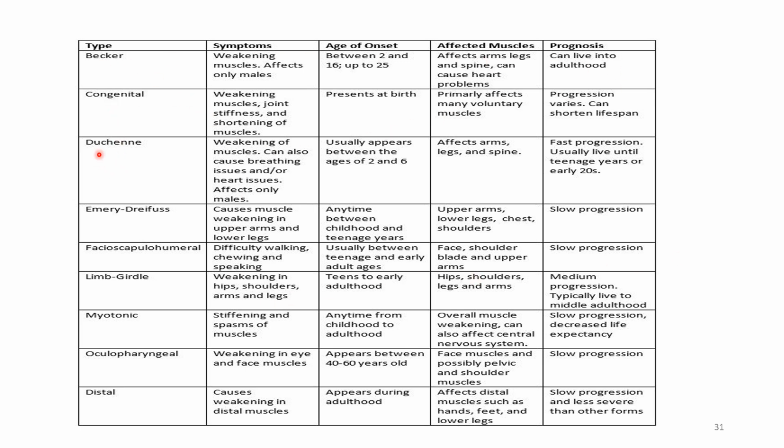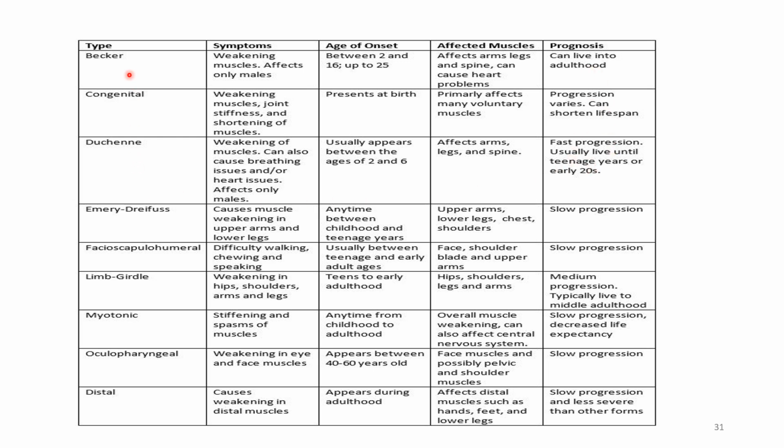You see this Duchenne muscular dystrophy. The symptoms are weakening of the muscles, and it can also cause breathing issues and heart issues. It affects only males, so this is X-linked. It affects arms, legs and spine. There is a fast progression. Usually they live until teenage years or early 20s only. So this is the prognosis.